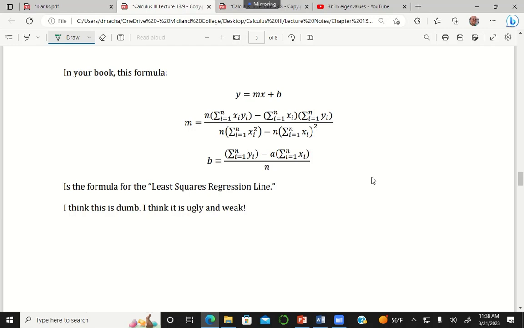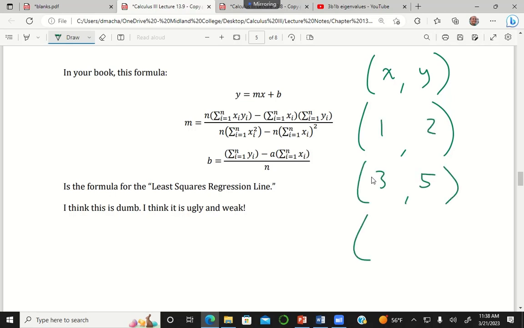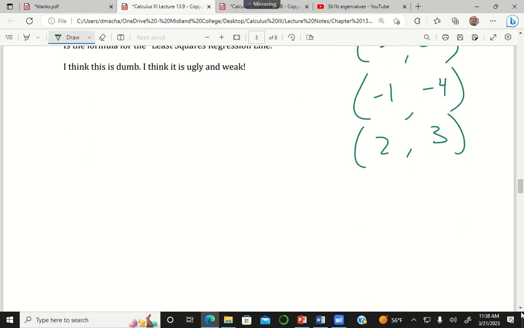The idea is this. If you are given a long list of coordinate pairs, like x comma y, so if you're given the point 1, 2, and the point 3, 5, and the point -1, -4, I'm just making a list of things. And so you have some long list of coordinate pairs.